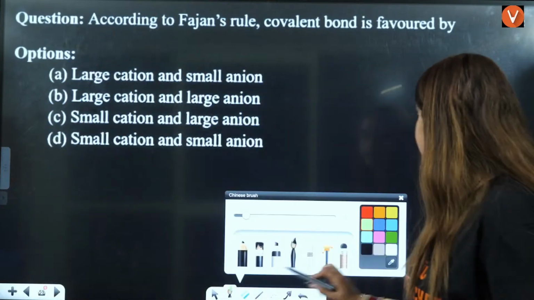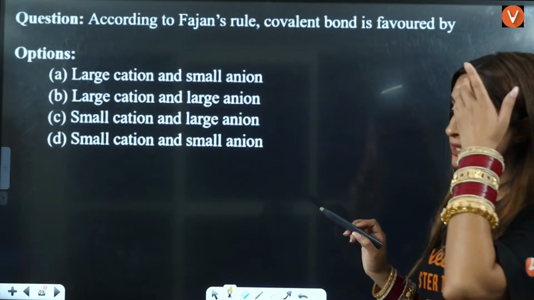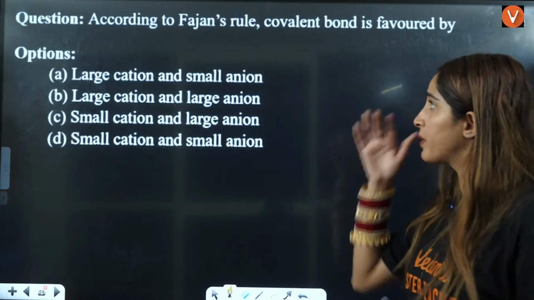Okay? Next is, let me also inform Namrata ma'am after this, because we are left with only a few questions.